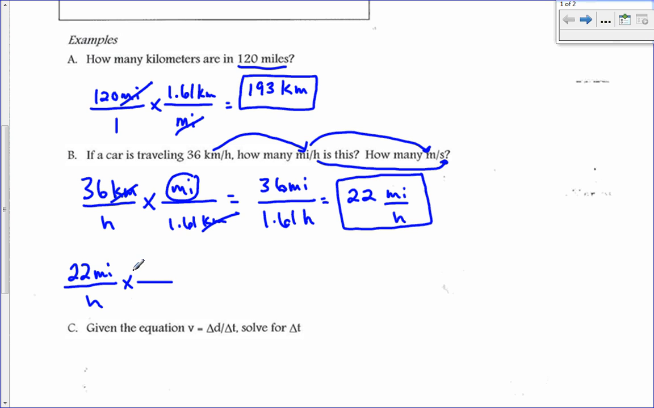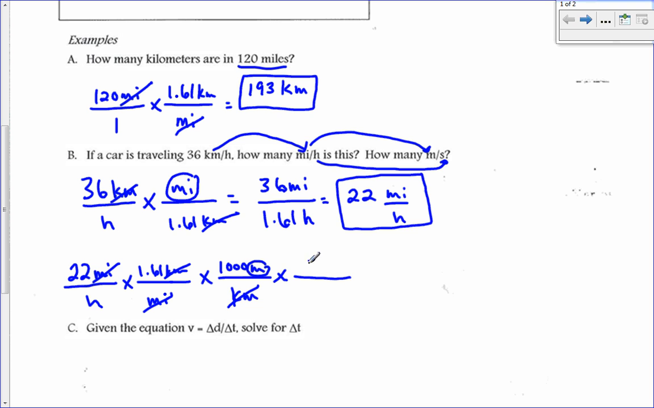All right, so we want to go miles to meters. To get to meters, we have to go through kilometers again. So we know that there are 1.61 kilometers per mile. Now we're in kilometers, we need to go to meters. So there are 1,000 meters per kilometer. I'm going to go ahead and do some canceling here. Get rid of miles, get rid of kilometers, and right now I am in meters per hour. So we got to get rid of those hours now and go to seconds.